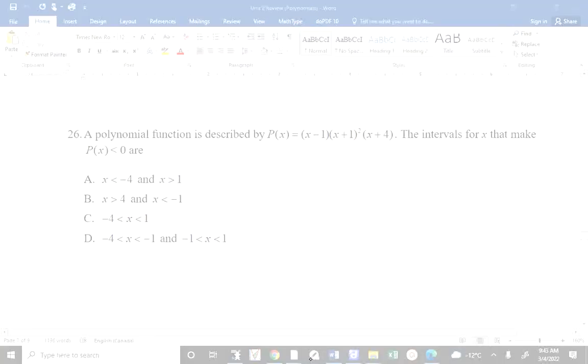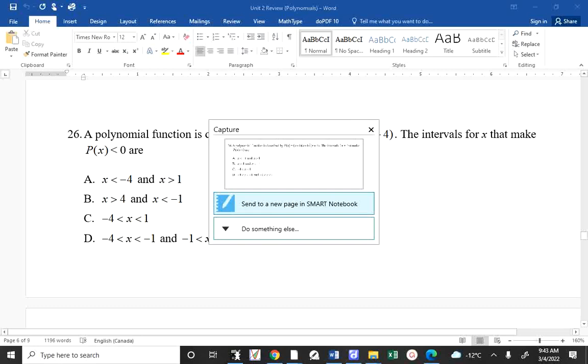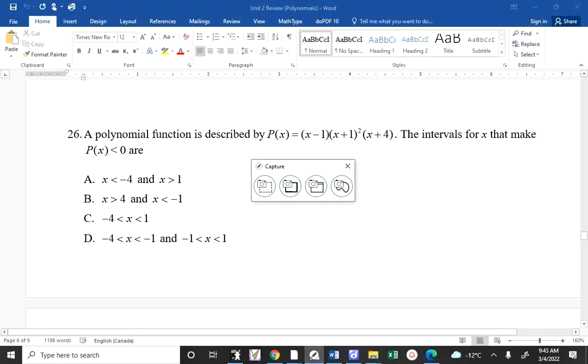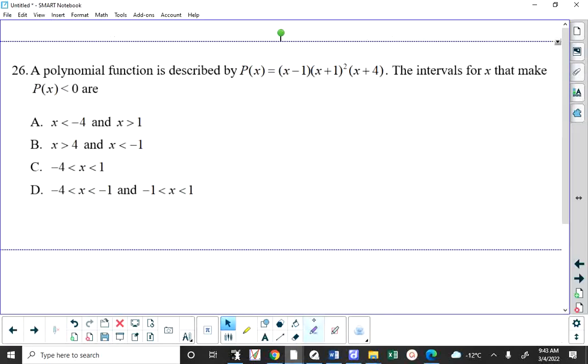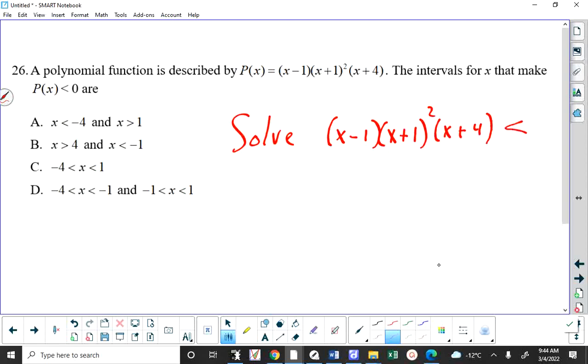This, on the other hand, is not a rare question for an exam. It's something that you need to know for the exam. And when you're solving a polynomial inequality, which is what this is, you are asked, let me rewrite the question for us, everybody, to solve x minus 1 times x plus 1 squared times x plus 4 is less than 0. That's what you're asked to do in this question.